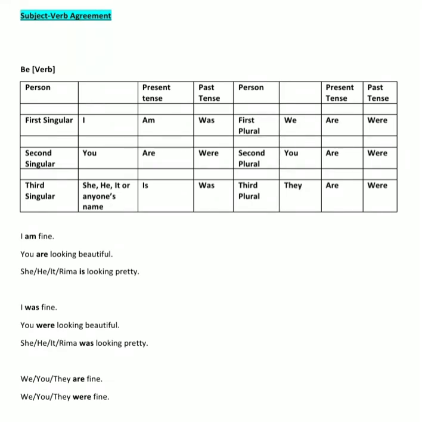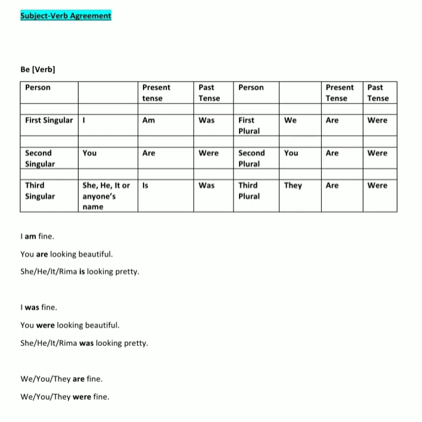Okay, so when we are using the verb be, that is am, is, are, or was, were in the past tense. With the first person singular and second person singular, that is I and you, we use am and are. With first person singular I, we always use am, like I am fine. With second person singular number, that is you, we use are, that is you are looking beautiful. And with third person singular, that is he, she, it, or anyone's name, we use is. Like she is looking pretty, he is looking good, or someone's name, take Rima is looking pretty.